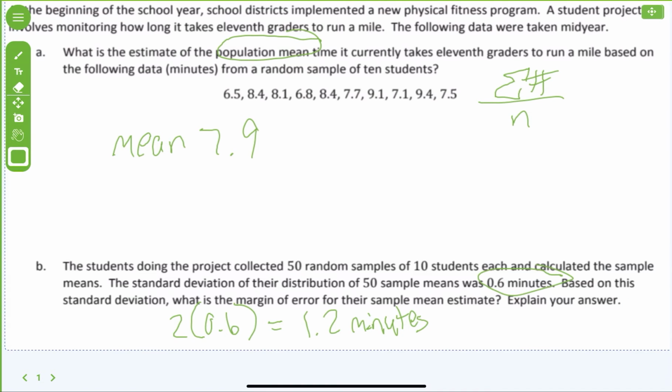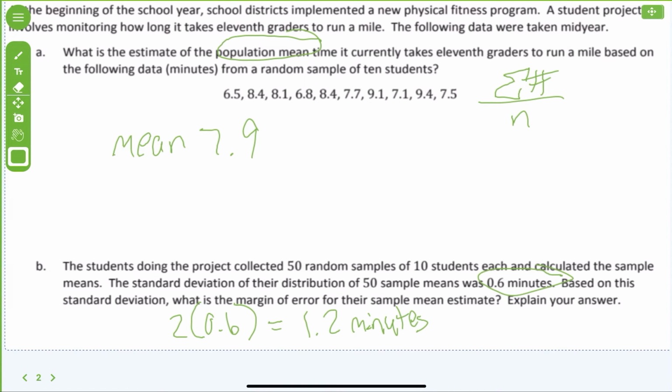So basically you would say that the margin of error is twice the standard deviation. Because if you think about it, one standard deviation is only talking about one standard deviation above the mean. So you would do 2 times that to give it to you on the other side of the mean. And that would be your margin of error.